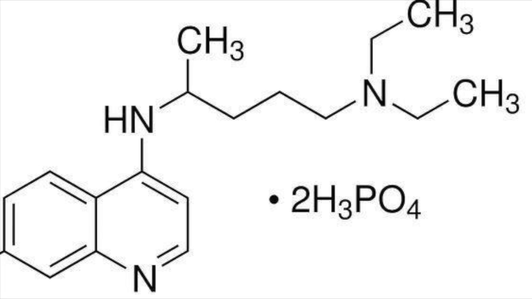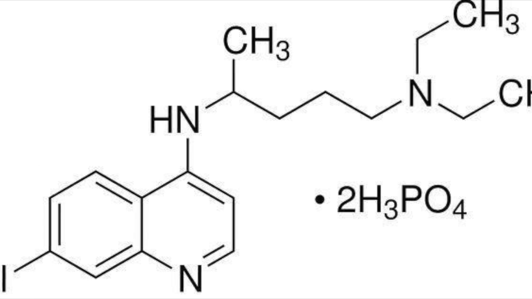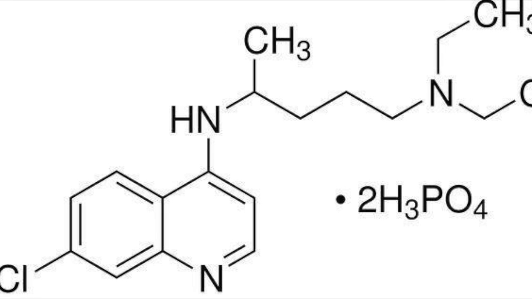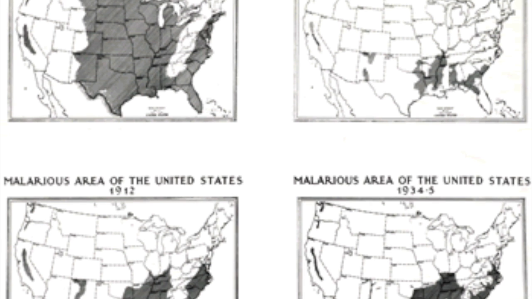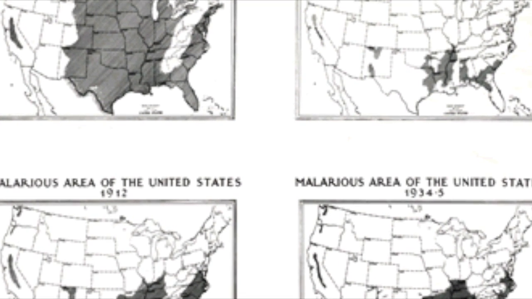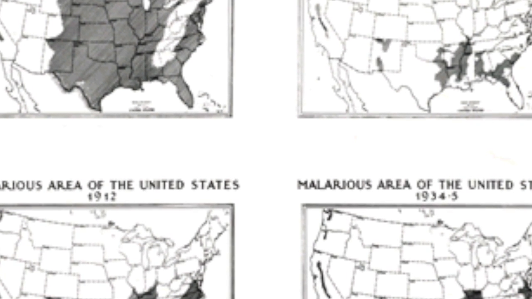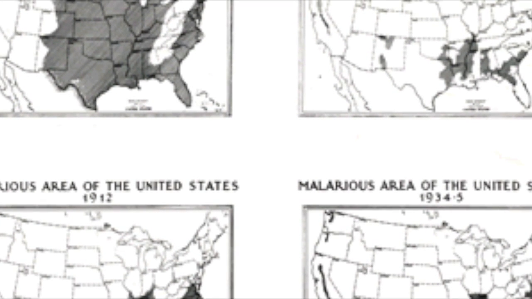In 1934, Hans Andersag discovered chloroquine, and it was recognized as a safe and effective anti-malarial still used today. In 1947, Louis LaVale Williams proposed the National Malaria Eradication Program. In 1951, malaria was close to being eliminated in the United States.